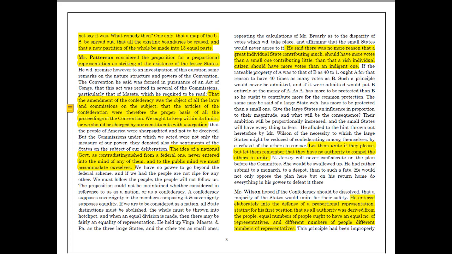Patterson clearly sees here that by proposing representation based on either population or property, either of those alternative equitable ratios, what Madison's really proposing is that the central government derive its legitimacy, derive its sovereignty directly from the people themselves, not from the people's intermediary, their state corporate bodies. He sees the foundational change in the conception of sovereignty.